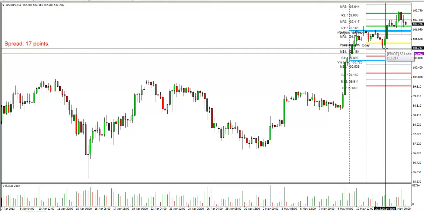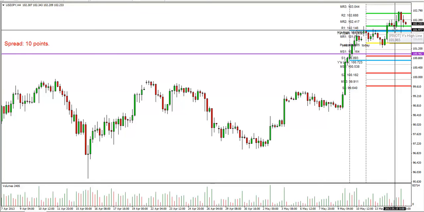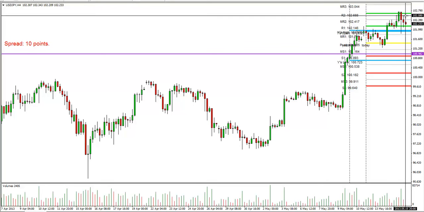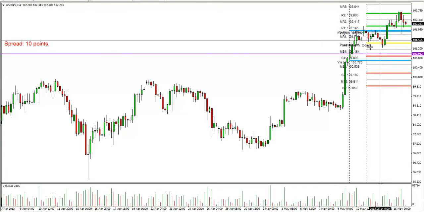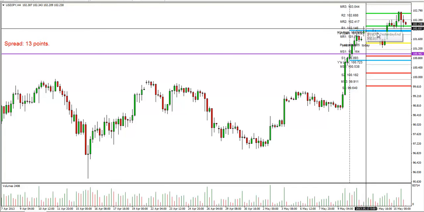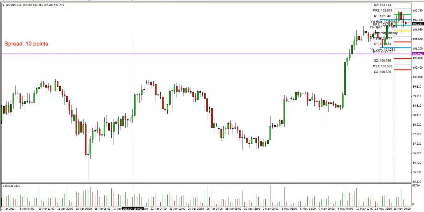We have a lot of support right here at 101.20, and we have found support right here at 102 approximately. The more the price stays in this area, the more odds it has of continuing higher. Now we're going to pay attention to the chart pattern to the left, as it may be a good indication of how the price action is going to react in the coming days.